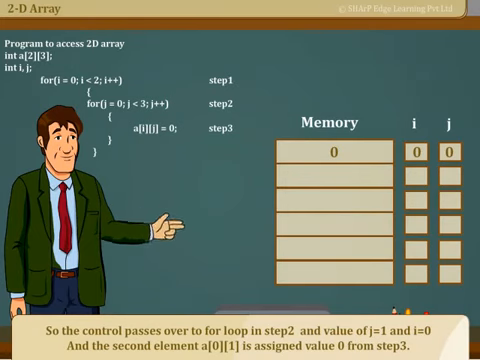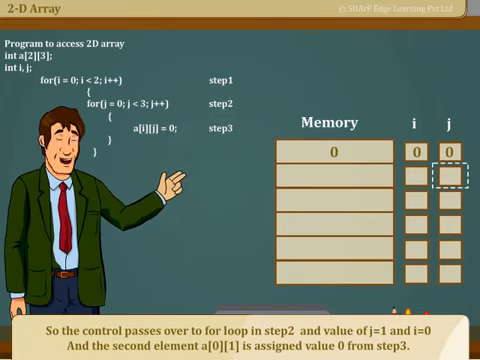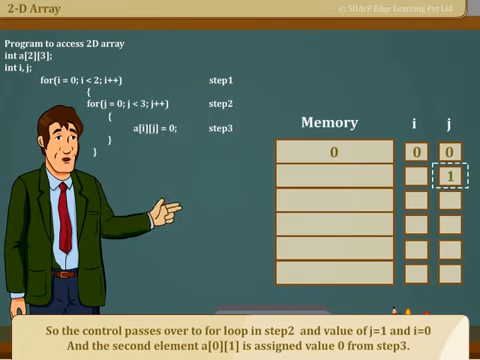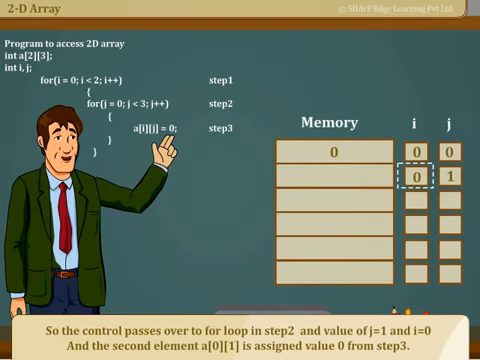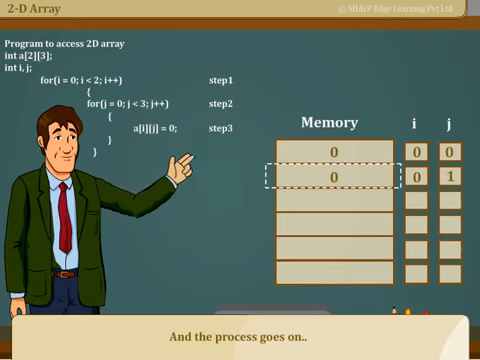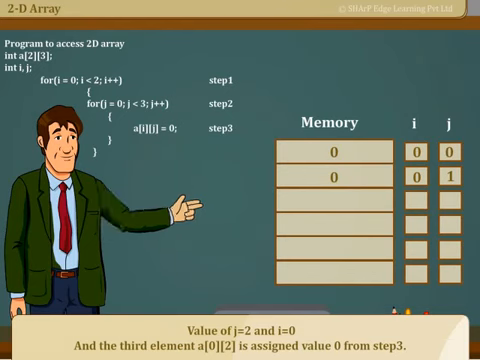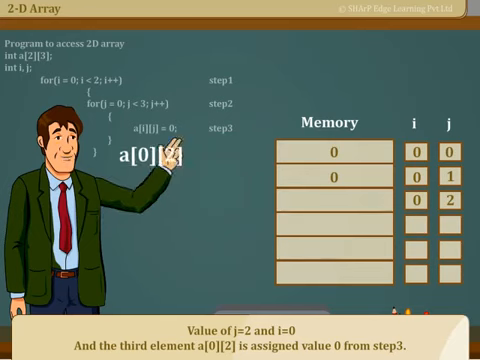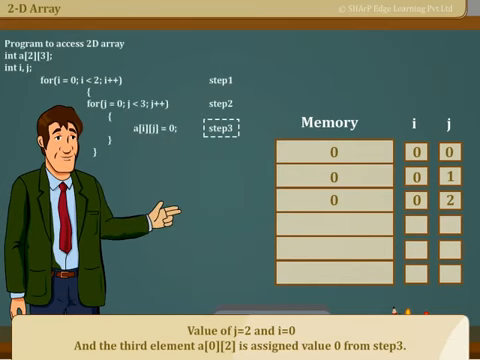So the control passes over to the for loop in step 2 and the value of j is equal to 1 and i is equal to 0. And the second element A01 is assigned value 0 from step 3. And the process goes on. Value of j is equal to 2 and i is equal to 0. And the third element A02 is assigned value 0 from step 3.